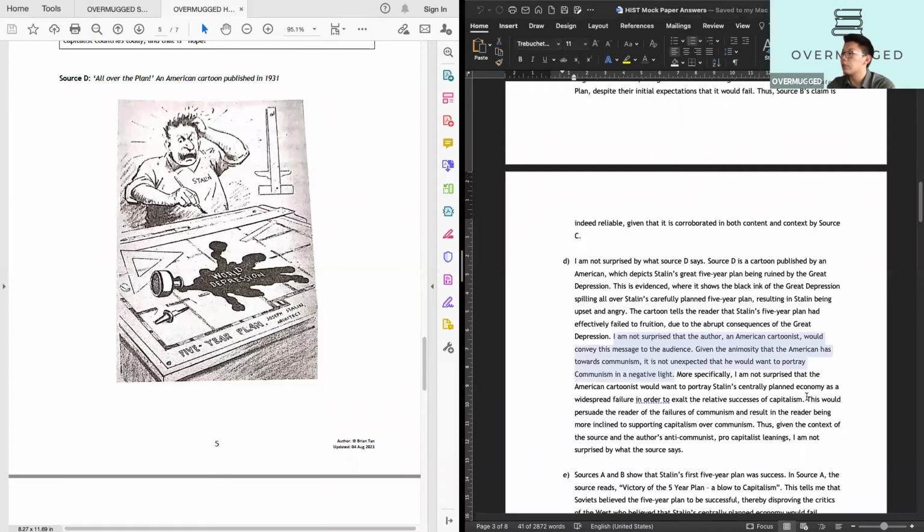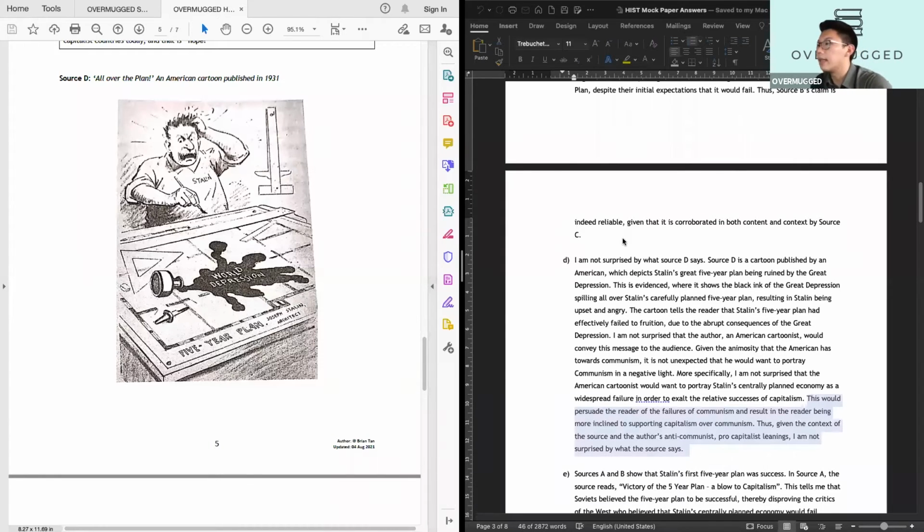Why? So you move on to explain the outcome that this source intends to achieve when you're explaining why you're not surprised. So this ties in very closely with the purpose of the source. This would persuade the reader of the failures of communism and result in the reader being more inclined to supporting capitalism over communism. Thus, given the context of the source and the author's anti-communist, pro-capitalist leanings, I am not surprised by what the source says.